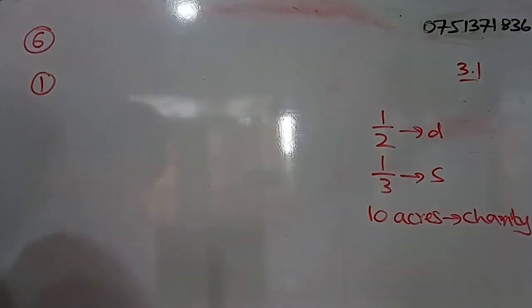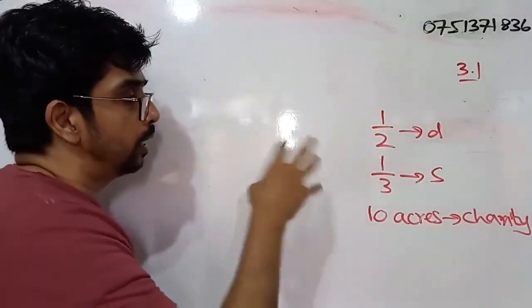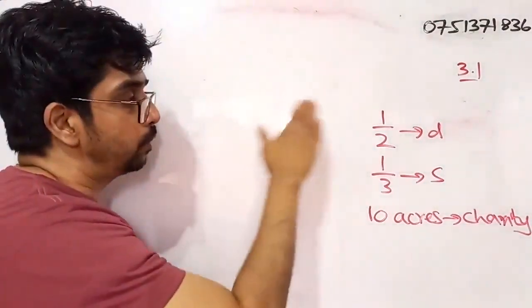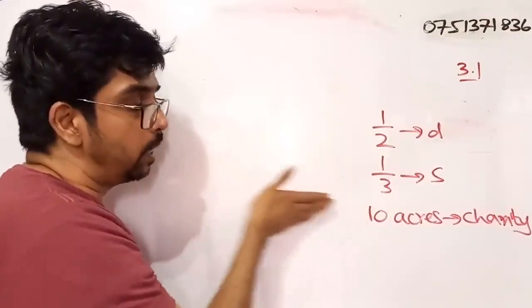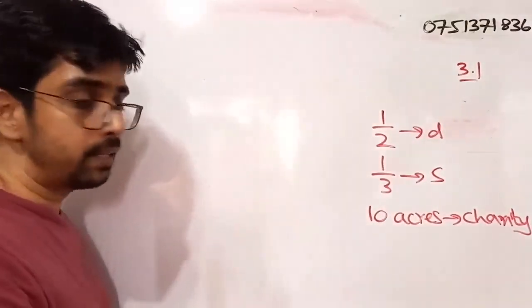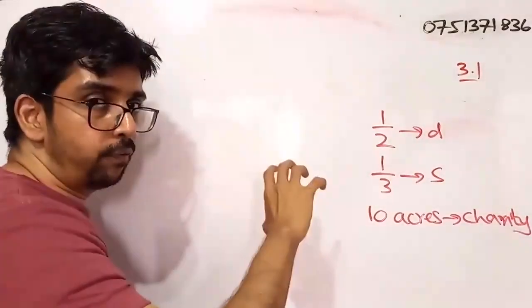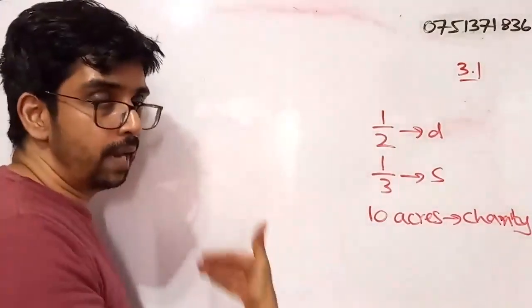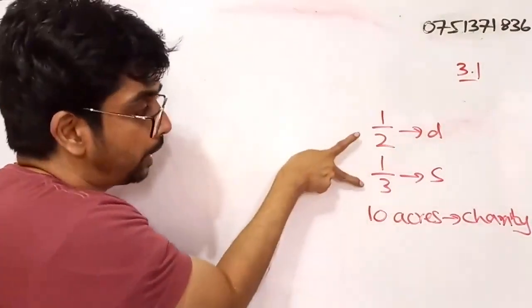So how do we calculate it? What is the logic there? We know half of the land went to the daughter, 1/3 went to the son, right? So the remaining amount, we know the remaining amount, but not as a fraction, as acres. So what do we have to do? We have to find the total amount of land which went to the daughter and the son. So we can calculate it, no?